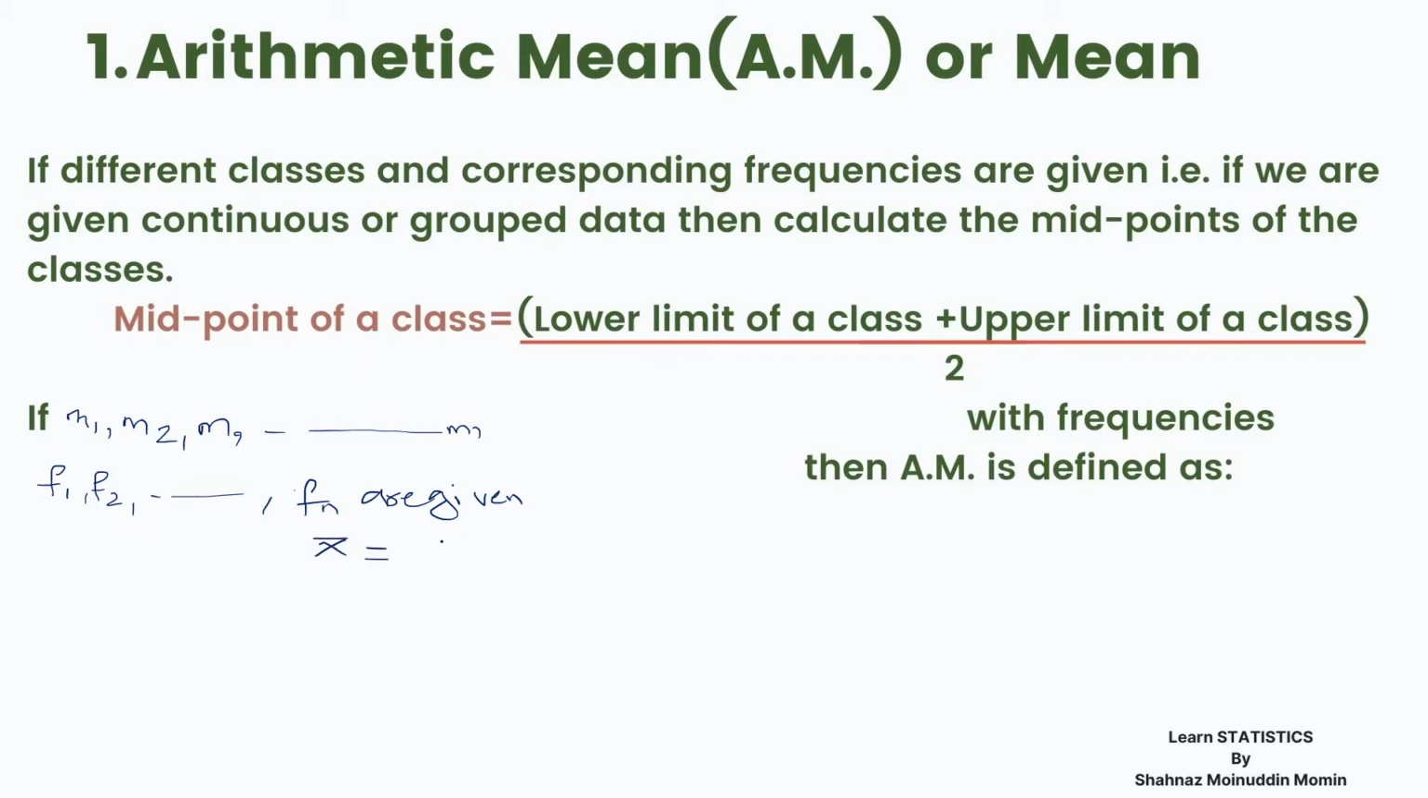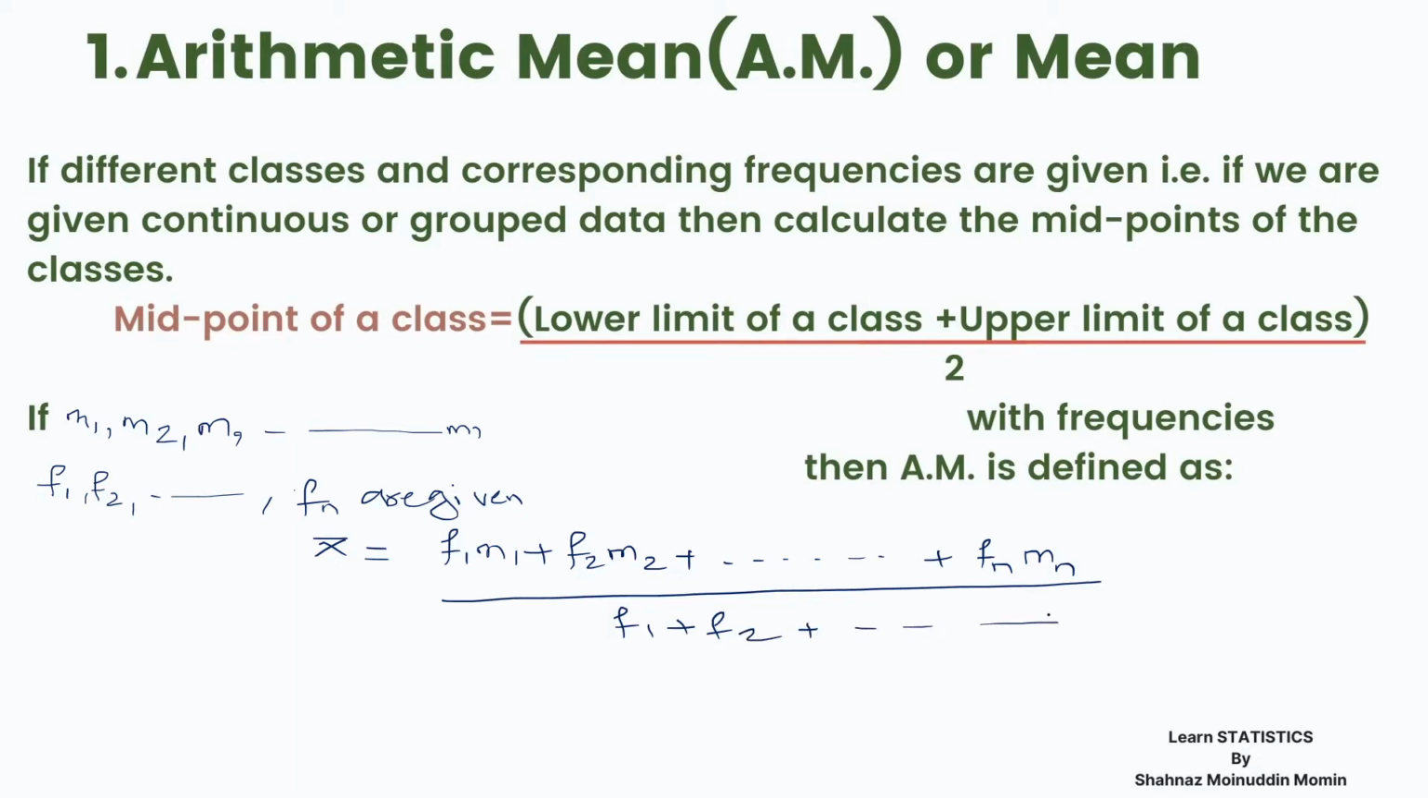x bar equal to f1 into m1 plus f2 m2 plus dot dot dot plus fn into mn divided by f1 plus f2 plus dot dot dot fn, which can be expressed in the form of summation as sigma fi multiplied by mi divided by sigma of fi.